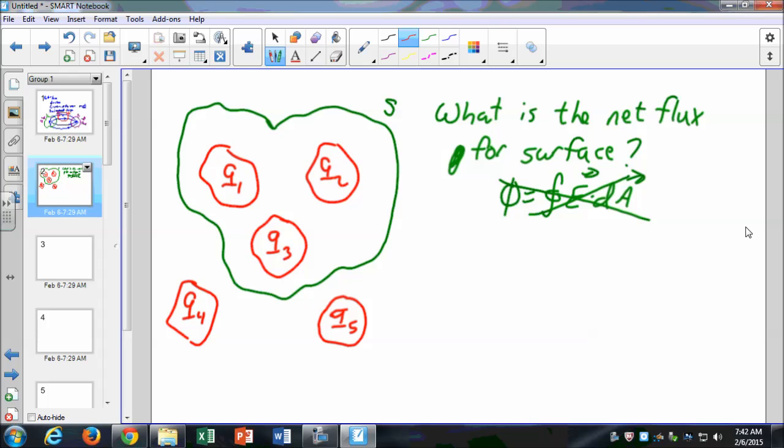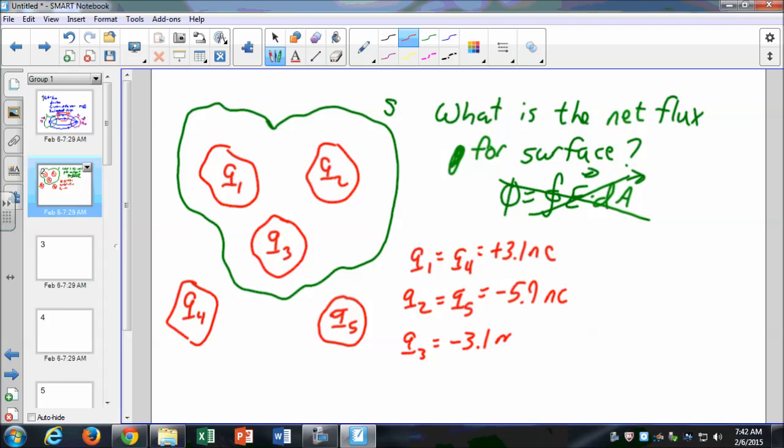And so the charges are Q1 is equal to Q4 is equal to plus 3.1 nanocoulombs. Q2 equals Q5 equals minus 5.9 nanocoulombs. And then Q3 is minus 3.1 nanocoulombs. So if I know the charges, then it becomes really simple for me to find the flux. Correct? Alright, so here I have 5 charges, but which of them do I consider to find the flux through the Gaussian surface S? I just consider 1, 2, and 3.